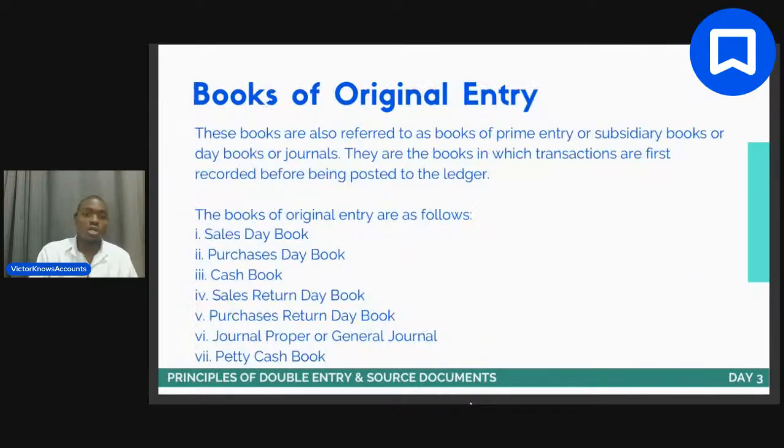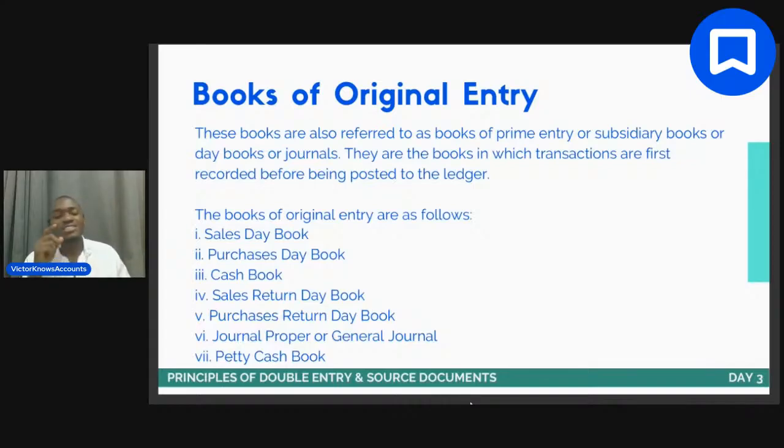Now the journal proper, or the general journal. Any other transaction that cannot be entered into any of these underlisted books is entered into what? Into the general journal. So if you have any transaction that does not fit the sales day book, the purchases day book, the cash book, the sales return day book, the purchases return day book, and so on, it has to be entered where? Into the general journal. An example of that is if you buy assets on credit.